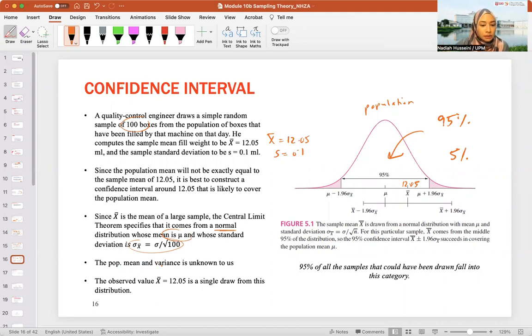Okay, so the population mean and variance are unknown to us, yes. The observed sample mean 12.05 is a single draw from this distribution. Like I told you before, we can take many samples from the population and they will give us different values. How confident are we in the sample value that we have? So this is the function of a confidence interval. Okay, so let's look at this figure now.